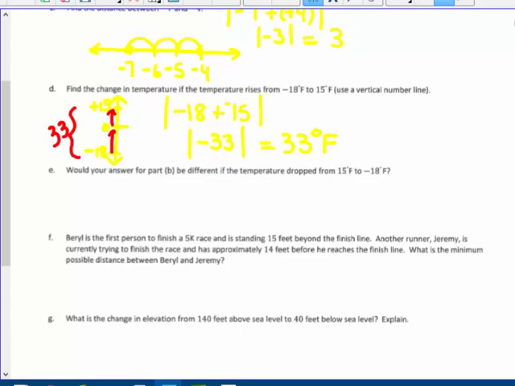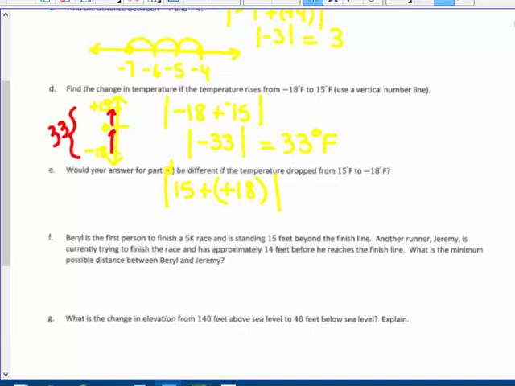Would your answer for part B, which I don't have here, oh, let's say D for part D. Let's change this to part D. Oh, yeah, it is supposed to be. If the temperature dropped from 15 down to negative 18, would it be different? Okay, well, it was meant to be D there. 15 minus a negative 18. Would it be different? So take the first number, subtract the second number. 15 subtract negative 18. Add up.